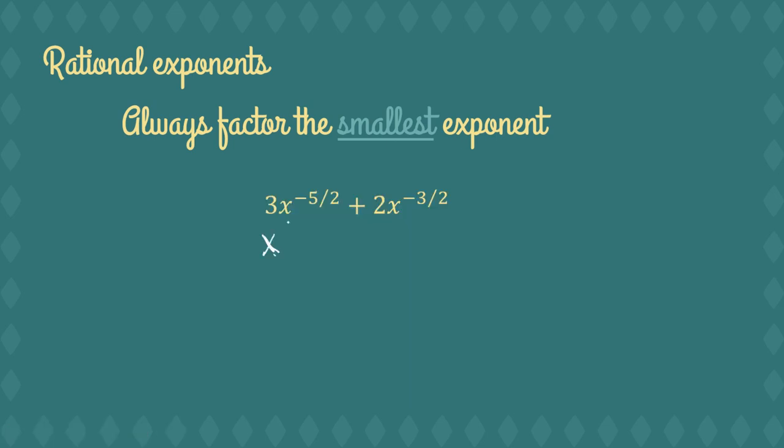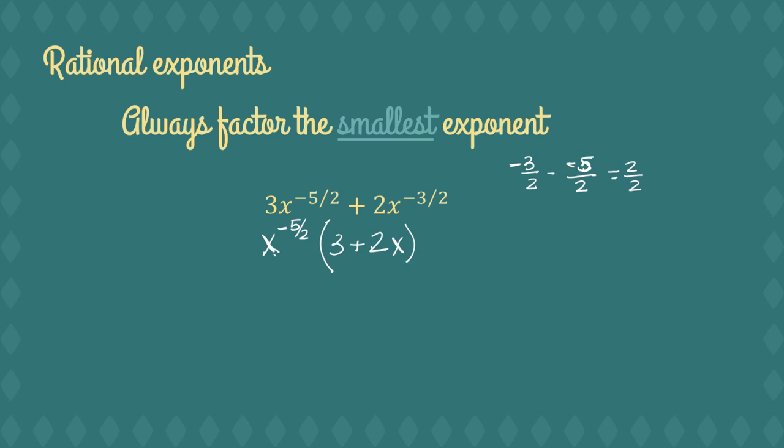So what I'm going to do with this expression is I'm going to factor out the x to the negative 5 halves, which here just leaves me with a 3. That part's easy, okay? The second part, when I factor out, I subtract exponents. So I'm going to take negative 3 halves minus negative 5 halves, which is actually negative 3 plus 5, which is 2 halves, or 1 whole. So I'm left with just an x.